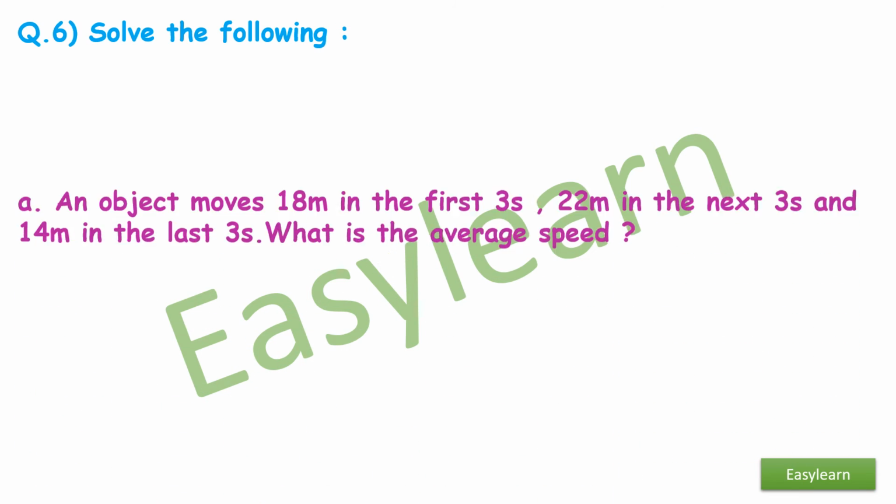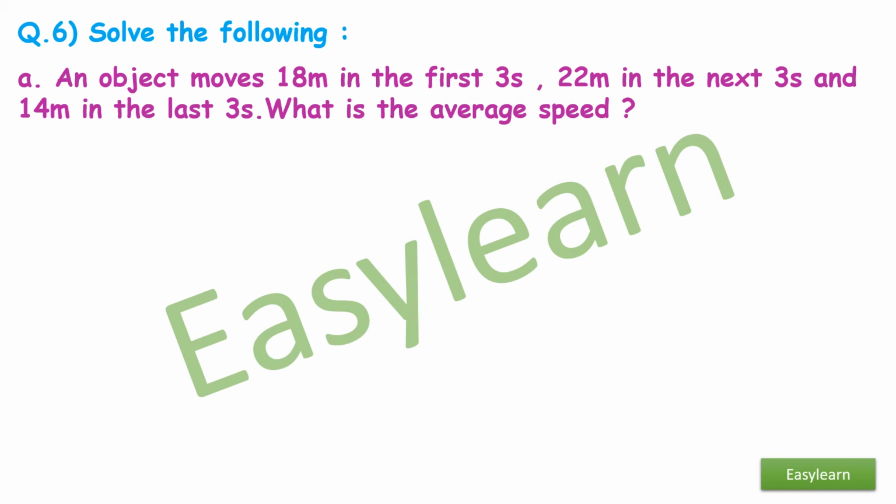Solve the following. An object moves 18 meters in the first 3 seconds, 22 meters in the next 3 seconds, and 14 meters in the last 3 seconds. What is the average speed?